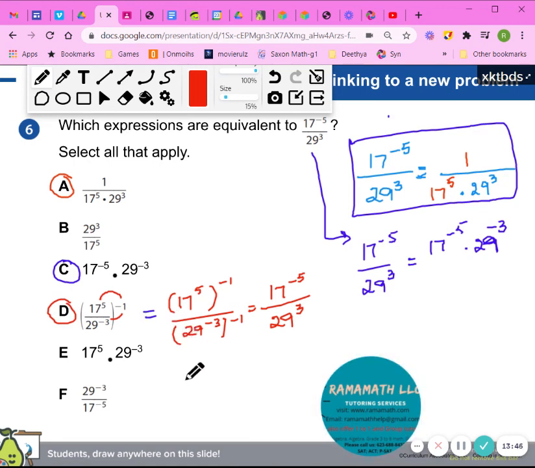Good. And then finally, if I switch this one down, it has to be positive, so it's not the right answer. So A, C, D are the same as 17 to the negative 5 over 29 to the positive 3. This is really, really good information.